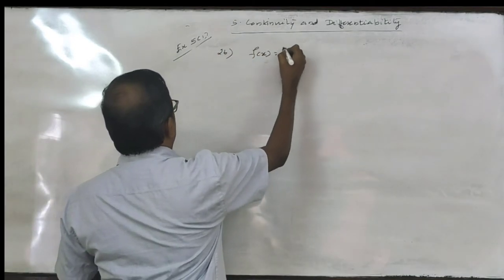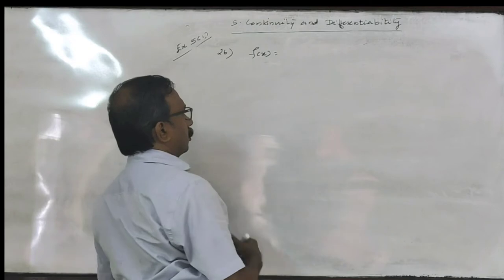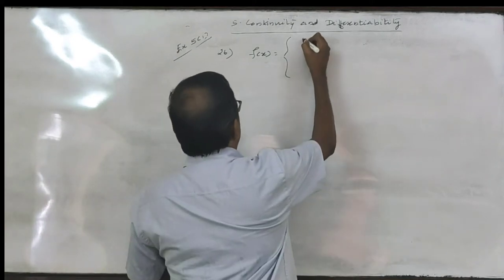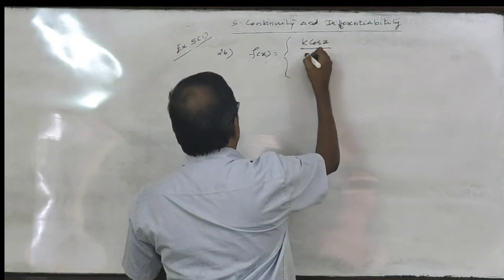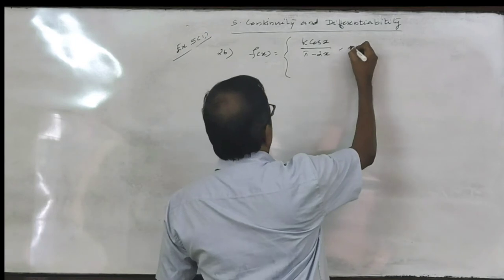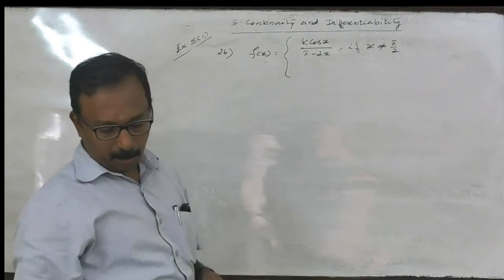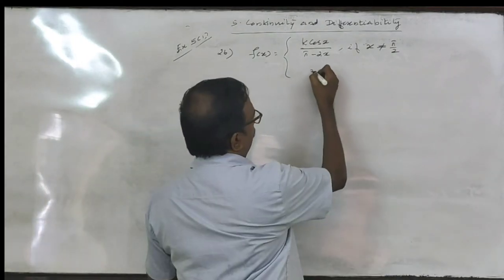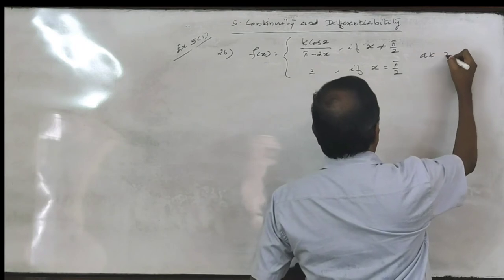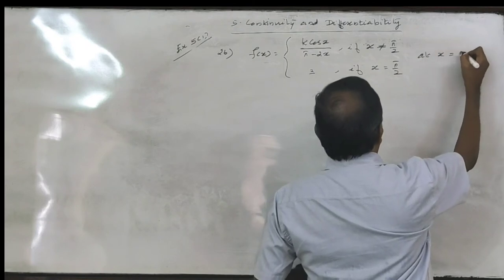F of x is equal to k cos x by pi minus 2x if x not equal to pi by 2, and 3 if x is equal to pi by 2, at x is equal to pi by 2.